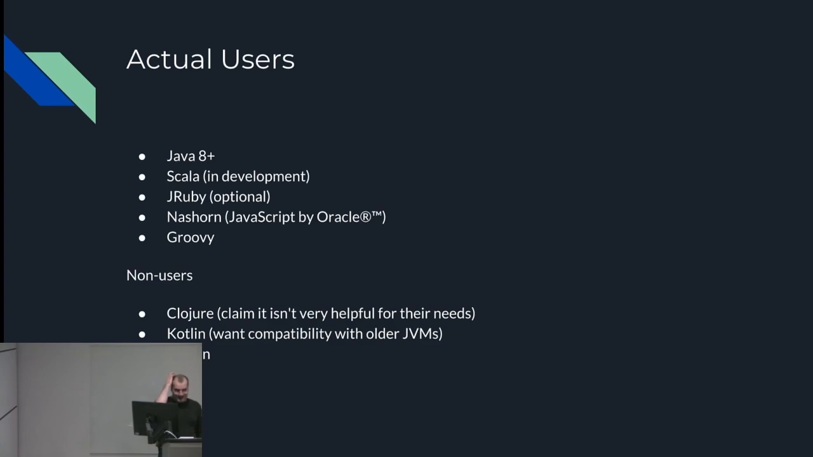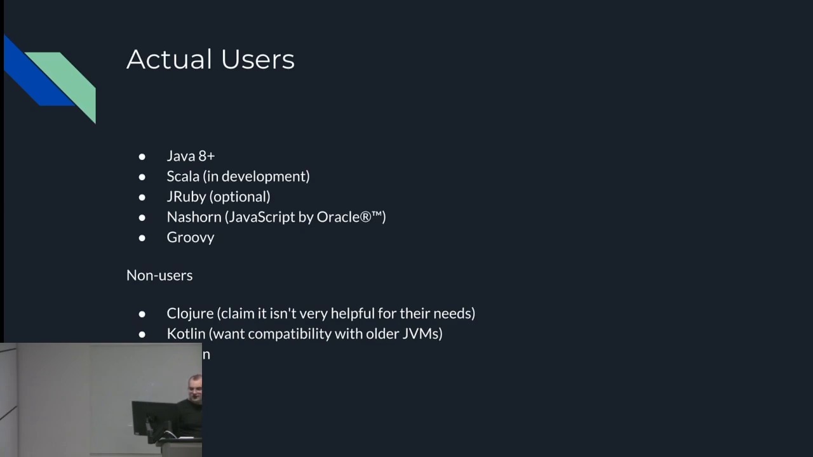So who's actually using this? Well, Java 8 is now using this. Scala is using this. Some of it is in development. JRuby is using it, but it is an optional compiler option, and it figures it out based on what JVM version you want to target. There is a JavaScript engine written by Oracle called Nashorn that is now delivered with Java 8 that makes heavy use of this.